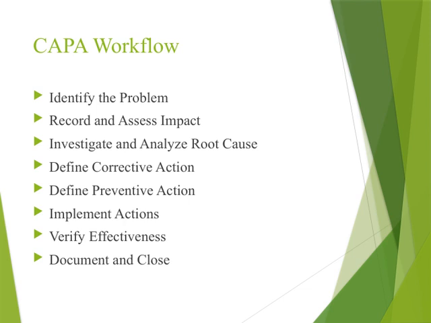After pinpointing the root cause, we define the corrective action, what we need to do to fix the immediate issue. Alongside that, we also define preventive actions, steps to ensure the problem doesn't happen again in the future. Once these actions are planned, we implement them, putting our solutions into practice. It's important to verify the effectiveness of these actions, making sure they truly resolve the problem and prevent recurrence. Finally, we document everything thoroughly and close the CAPA process, ensuring that the learnings are captured and the process is complete. This workflow helps us systematically address issues and drive continuous improvement across our organization.